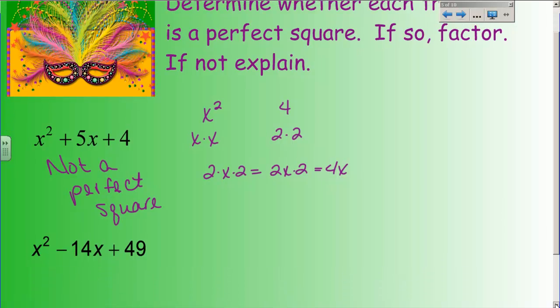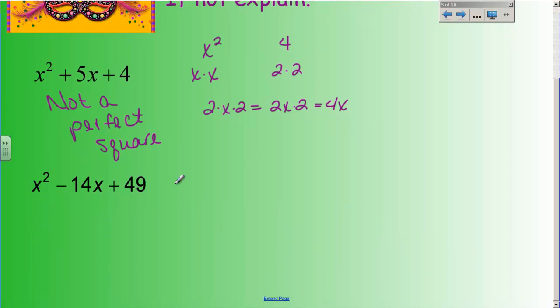So pause again and try this one really quick. See if you can check to see if this one is a perfect square. Why don't you just pause the video, try it really quick, and then when you come back, we'll talk about it.